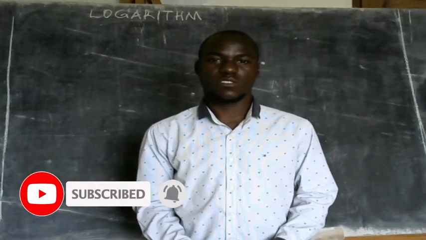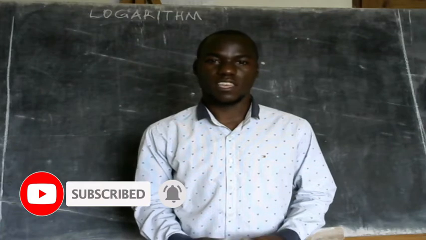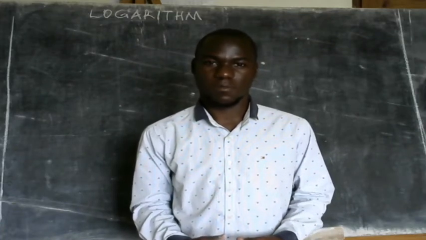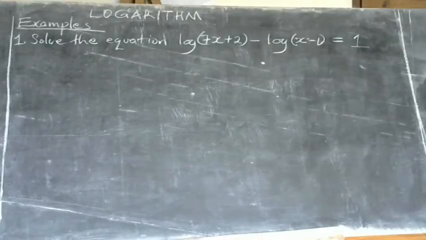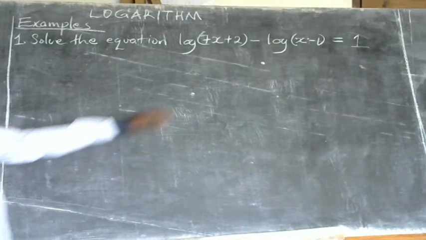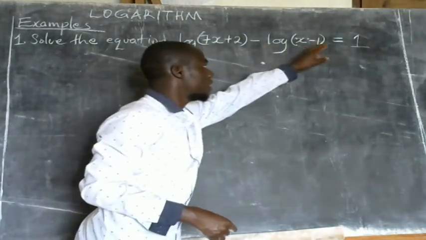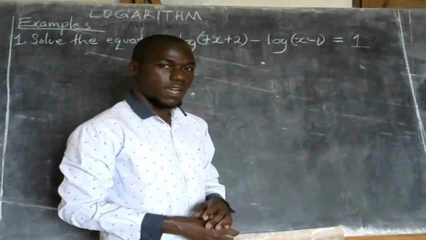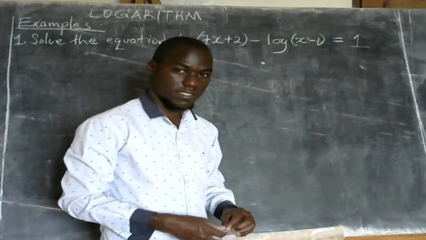In our lesson today, we're going to talk about equations involving logarithms. So our example 1: solve the equation log of (7x + 2) minus log of (x - 1) is equal to 1. Now, we have alternatives in mathematics.